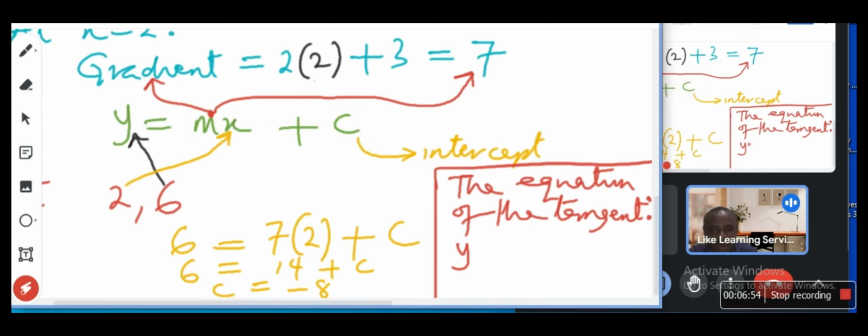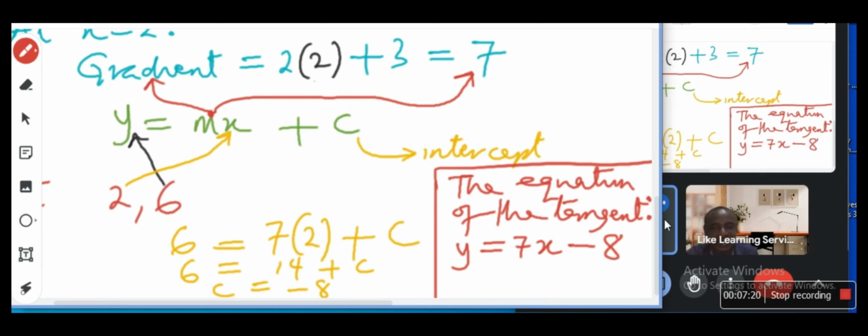So y will be equal to, what did you get for m? I will run through this for you to understand again. What do you get for m? 7. Are you still there? 7x. What did you get for c? Minus 8. So this is the equation of the tangent.